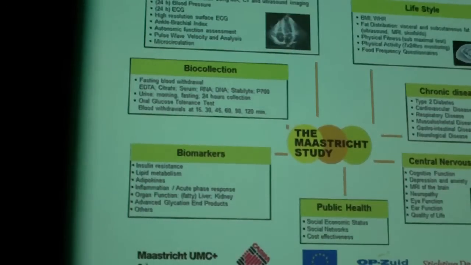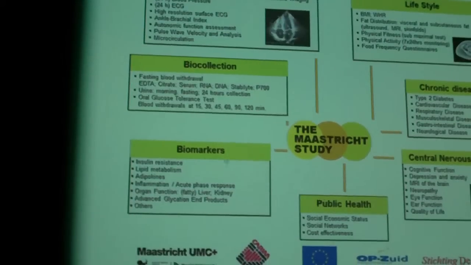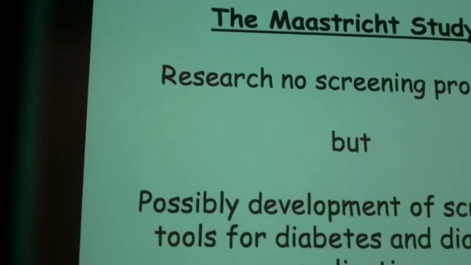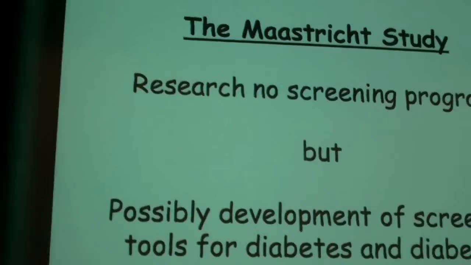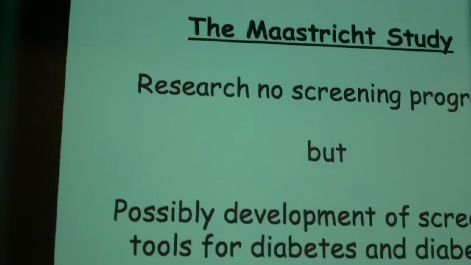So this is the Maastricht study, and it's in fact related to the lecture before about metabolic syndrome. We look at cardiovascular phenotype, at lifestyle, chronic diseases, central nervous system, public health, because that's the main determinant, of course, biomarkers. And we have a very large bio collection. In fact, it is, of course, not a screening program, it is a research program. But in the end, what we aim to is to develop screening tools for diabetes, and especially for its diabetes complications.